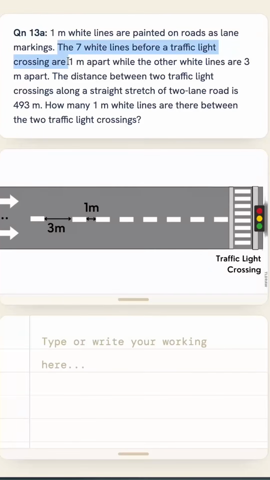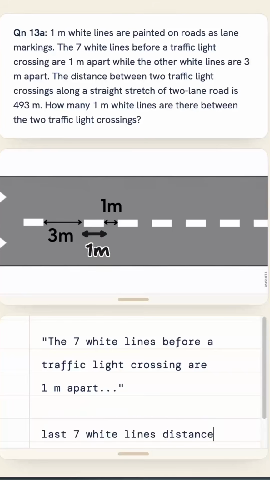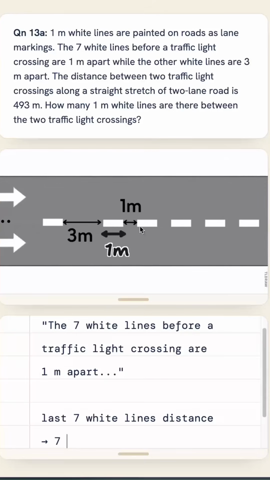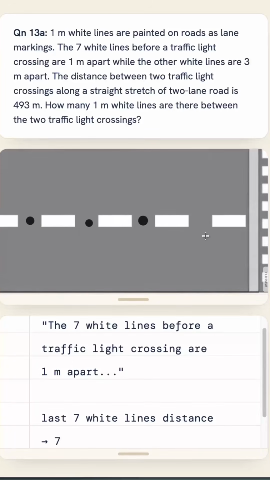So the first thing is that we know that there are 7 white lines before the traffic light crossing, in this case over here. So you can see the last 7 white lines distance. So we know that each individual white line is 1 meter, which means that the last 7 white lines will then be equal to 7. There are 7 here. We also have 6 gaps, right? So if you were to count, 1 gap, 2 gap, 3 gap, 4, 5, and then we have 6.